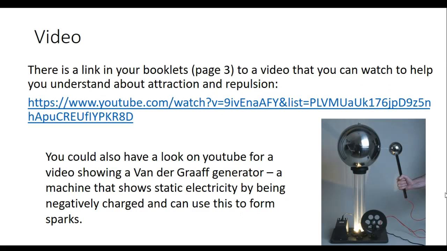In your booklets, there is a link to a video that you can watch to help understand the idea of attraction and repulsion. This is where charged objects either attract or repel, depending on the charge. You can also have a look on YouTube for videos showing Van de Graaff generators. This is a machine that shows static electricity by being negatively charged, and this can then form sparks.